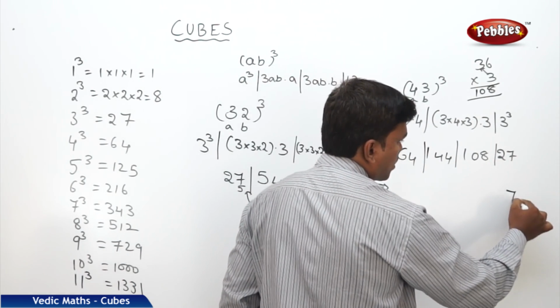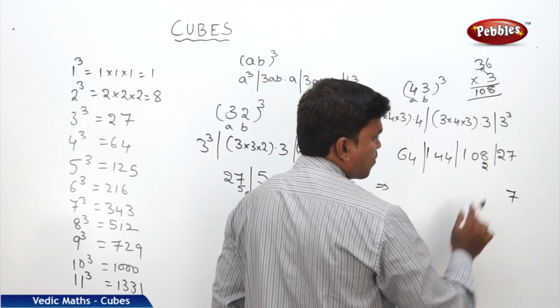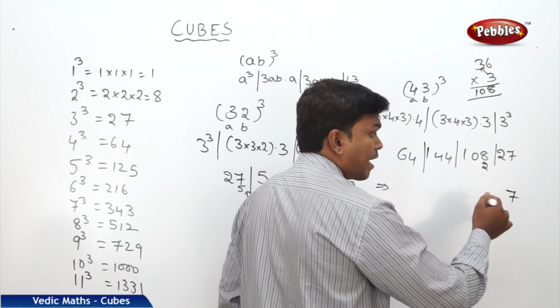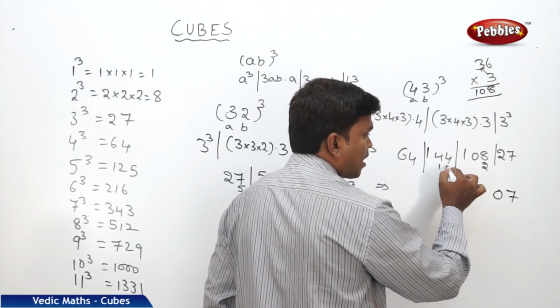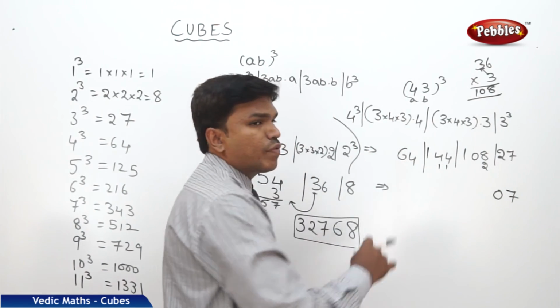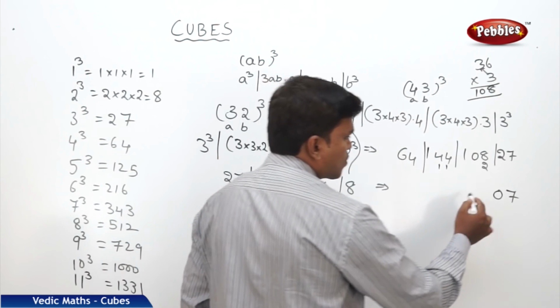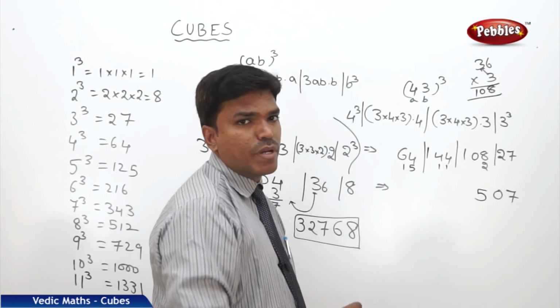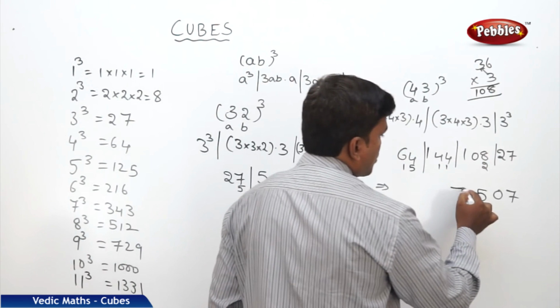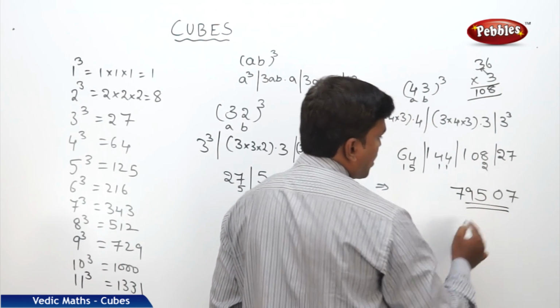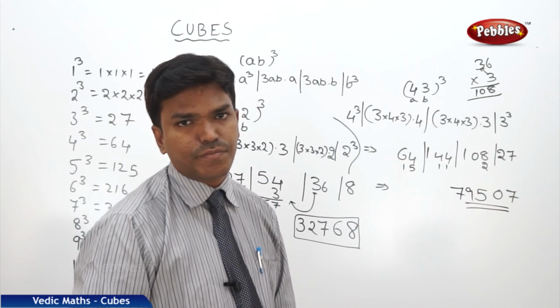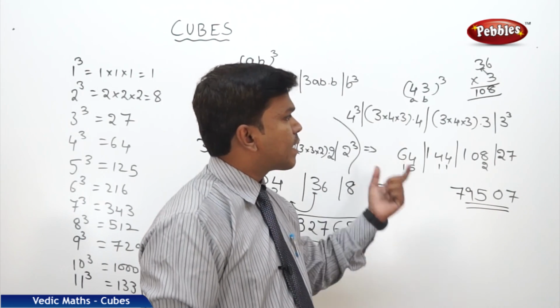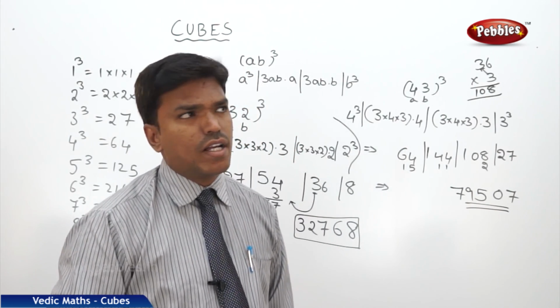So drop 7, carry 2. 108 plus 2, 110. In 110, again I am going to drop 0, carrying 11 to the next number. So what is 144 plus 11? 155. So drop 5, carry 15. 64 plus 15 is how much? 79. So finally, what is our answer? 79507. So like this, we can calculate the cube of 43.